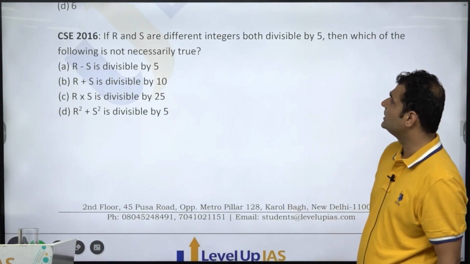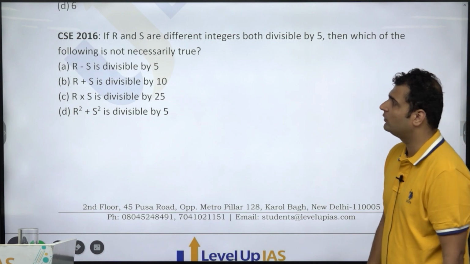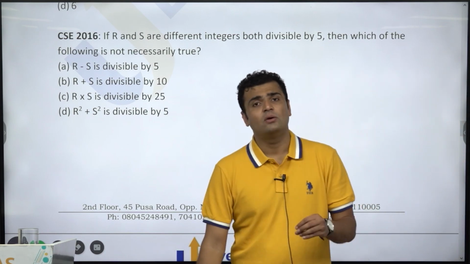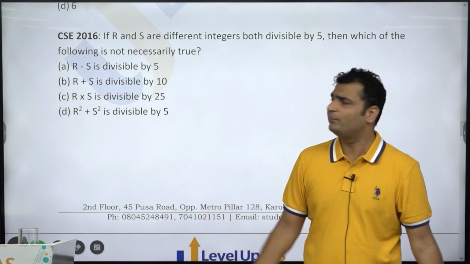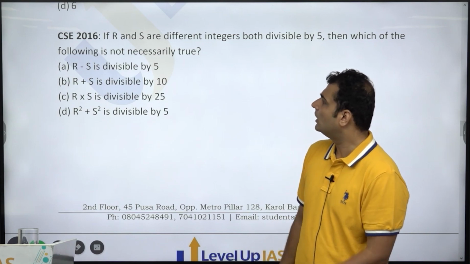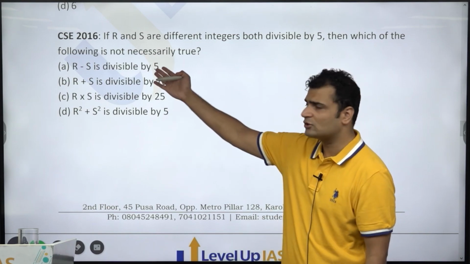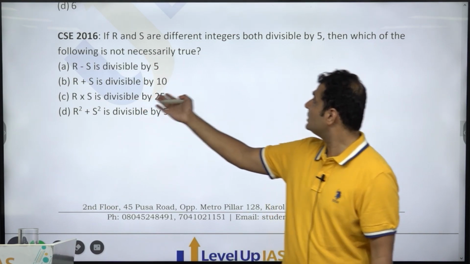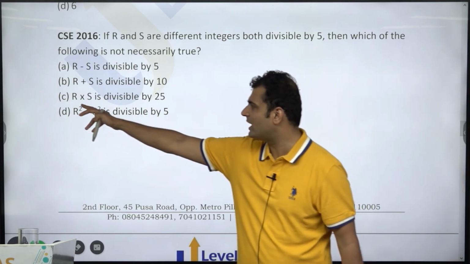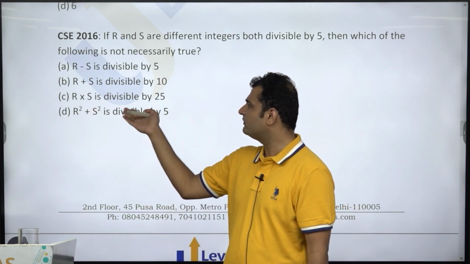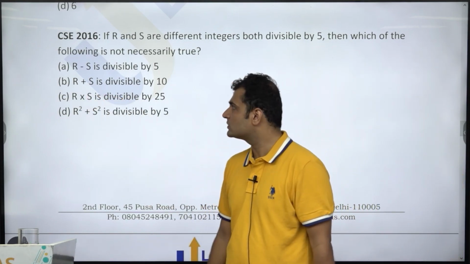R and S are different integers, both divisible by 5. Then which of the following is not necessarily true? One thing you can do, just put values and be done with it. Take different values, like addition has to be divisible by 5. Multiplication has to be divisible by 25 because 5 is factor of R, 5 is factor of S. So 25 has to be factor of R into S.